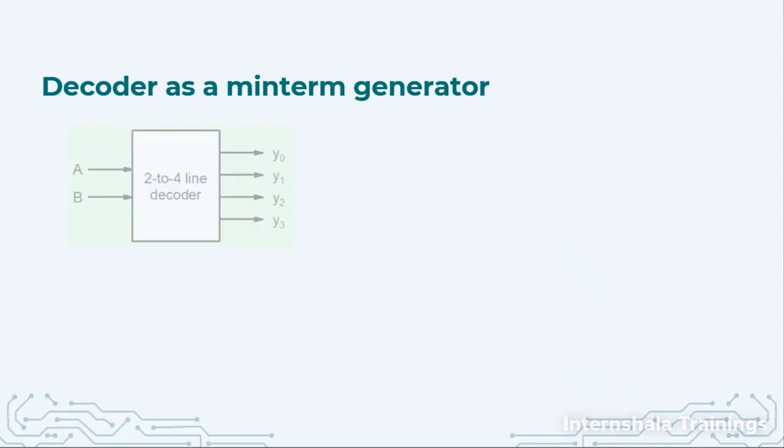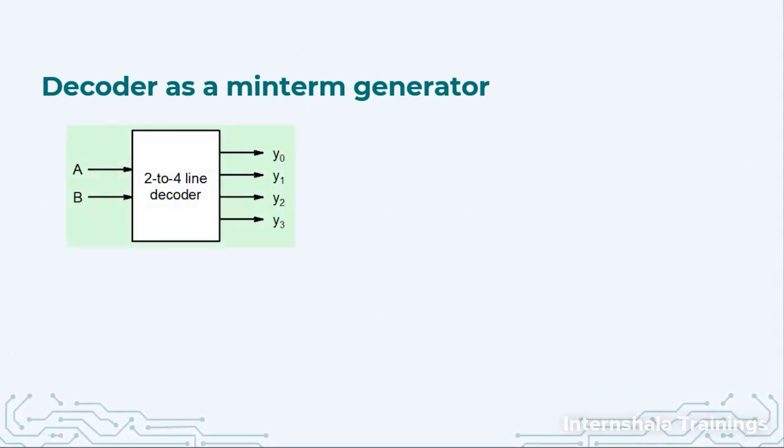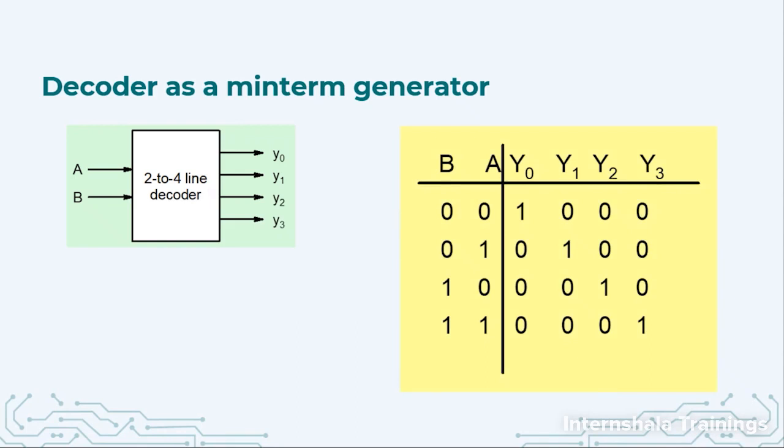So here, first of all, when we look at the decoder, we have 2 inputs and 4 outputs for a 2 to 4 decoder. Now we look at the truth table and we observe that the Boolean expression for y0 is b bar dot a bar. For y1 it is b bar dot a, y2 is b dot a bar and y3 is b dot a. These are nothing but 4 minterms. That means using a decoder I am able to generate the minterms. If there are 2 inputs, I can generate 4 minterms.